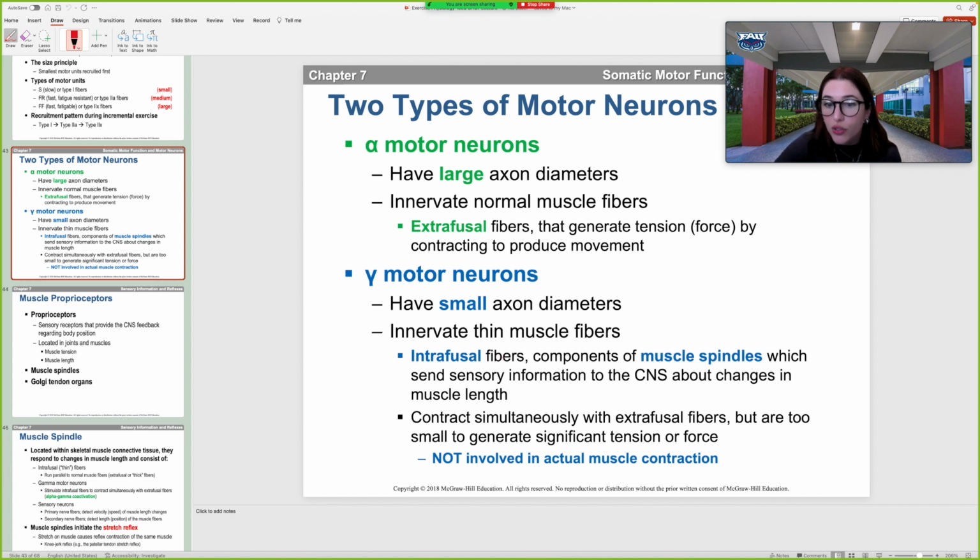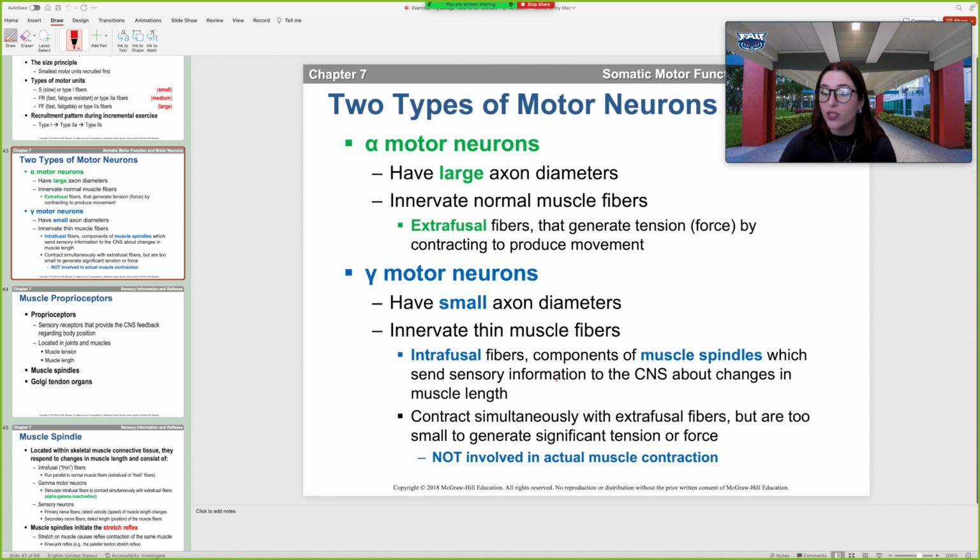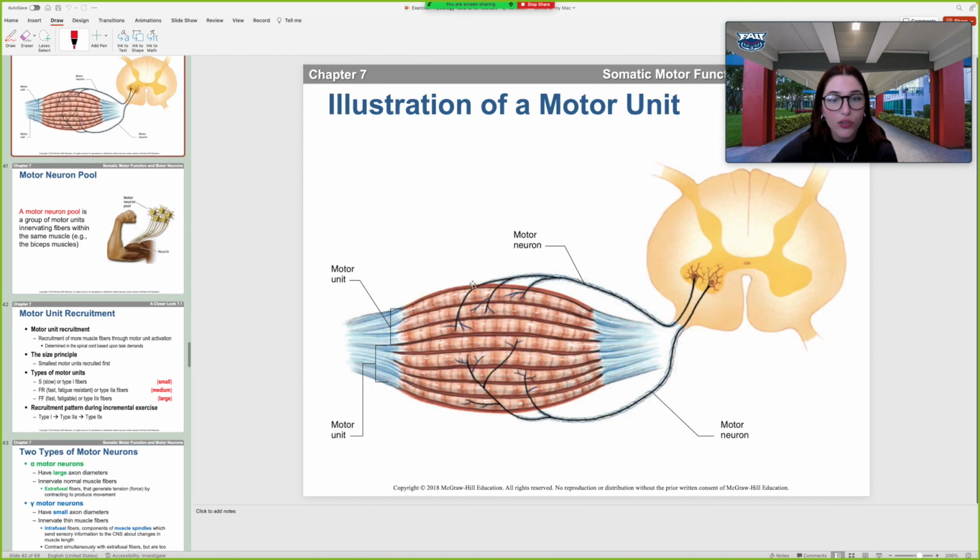So these little intrafusal fibers are part of the muscle spindle, which sends sensory information to the CNS, the central nervous system, about changes in muscle length, okay? So it tells us, where is our muscle? Is it lengthened? Is it shortened? What's going on with the muscle, right? It tells us that information. So these little intrafusal fibers, they do contract along with the extrafusal fibers, but they're not really generating any force, right? It's those extrafusal fibers, those thicker fibers, the general muscle fibers that are doing the contraction.